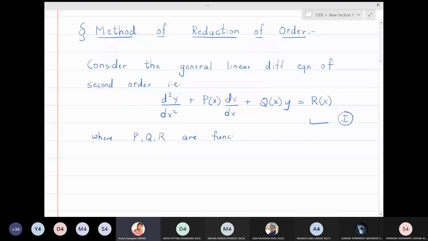Okay, now we will start with the method. So, what is the method? This is my target. I want to solve this particular differential equation by the method of reduction of order. Already we have learned in the previous section that the same differential equation can also be solved by using the method of variation of parameters. If P and Q are constants, then we can also solve the differential equation by using the general method. General method was for P and Q constants. If they are variables, then also you can use the variation of parameters method or the method of reduction of order.